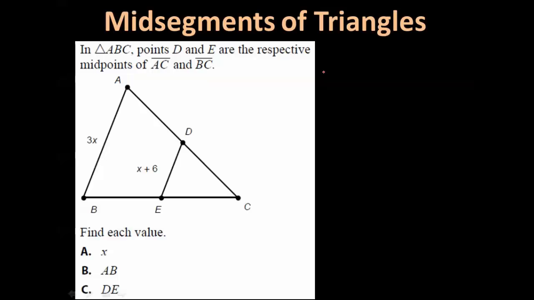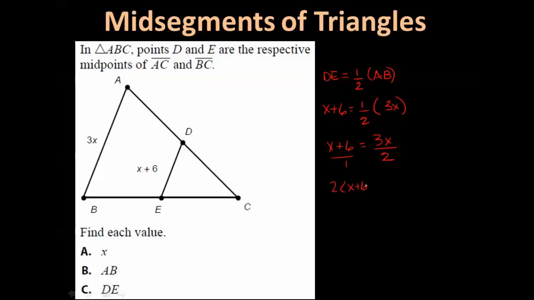So what I'm going to do is say that DE is going to equal half of AB. DE is x plus 6. AB is 3x. So I got x plus 6 equals 3x over 2. Now remember, put in 1 there and do some cross multiplying. So I'm going to have 2x plus 12 equals 3x. Move that 2x over and you find out that x equals 12.